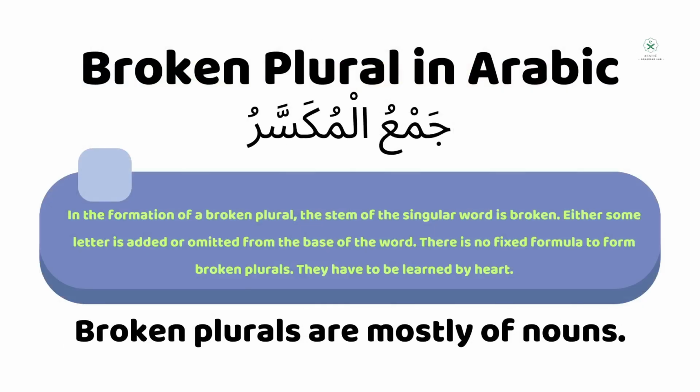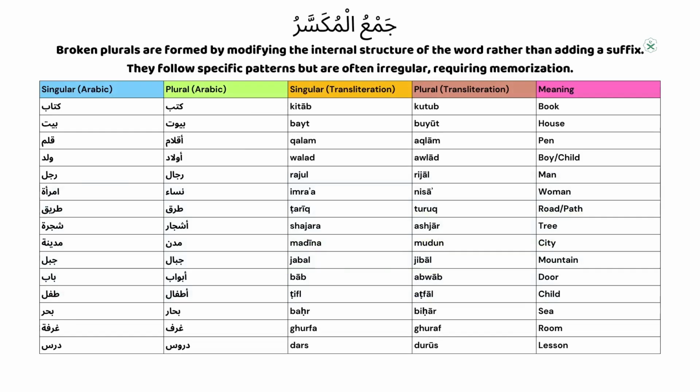In case of broken plural or jama mukassar, in the formation of a broken plural, the stem of the singular word is broken. Either some letter is added or omitted from the base of the word. There is no fixed formula to form broken plurals. They have to be learned by heart. Broken plurals are mostly of nouns. Here are some examples of broken plurals.